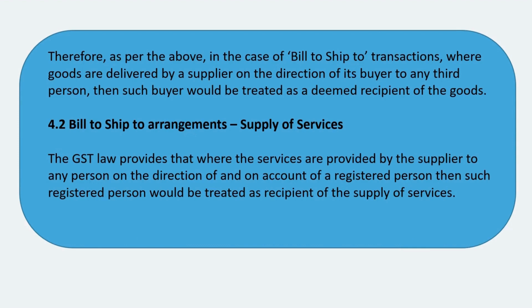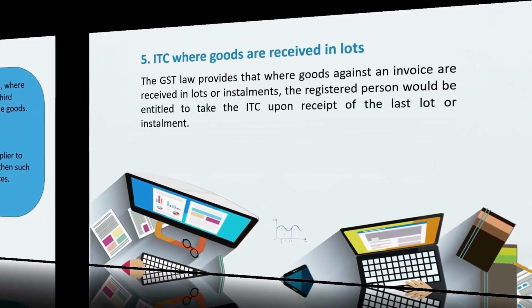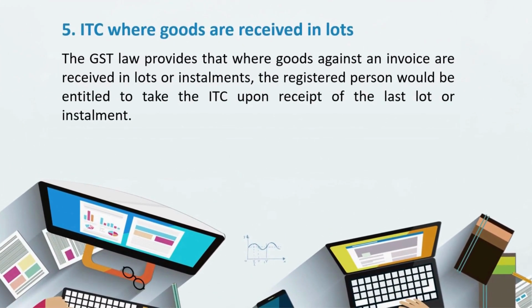Scenario second is bill to ship to arrangement, supply of services. The GST law provides that where the services are provided by the supplier to any person on the direction of and on account of a registered person, then such registered person would be treated as the recipient of the supply of services. Condition number 5, ITC where goods are received in installments.